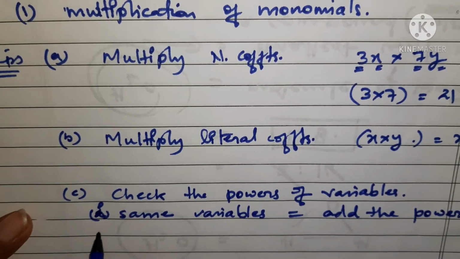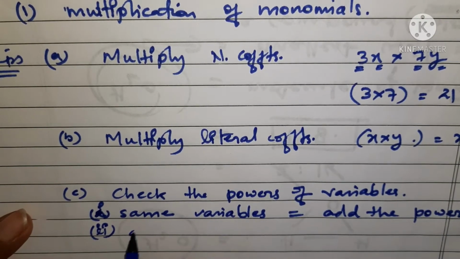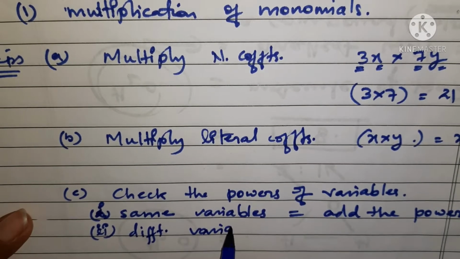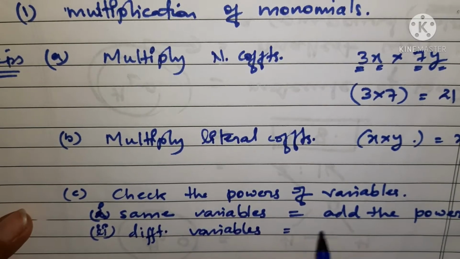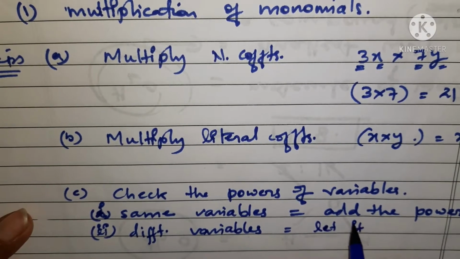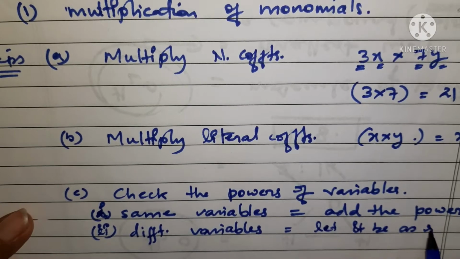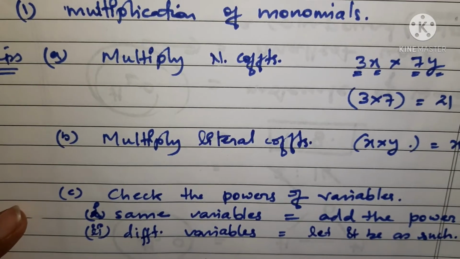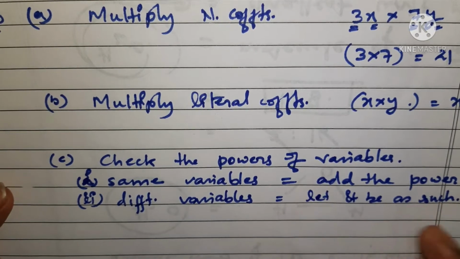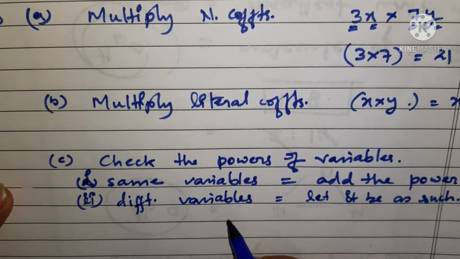And if you are having different variables, let it be as such. After it is added, you have to keep it as such. So put the power according to the variables.